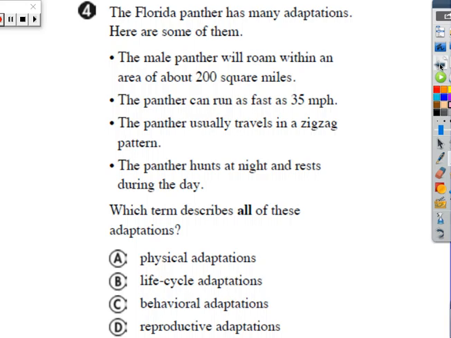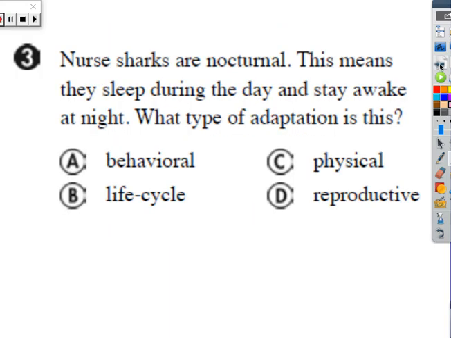Sorry, 3. Nurse sharks are nocturnal. This means they sleep during the day and stay awake at night. What type of adaptation is this? Is it a behavioral one? Is it a life cycle one? Is it a physical one, or is it a reproductive one?